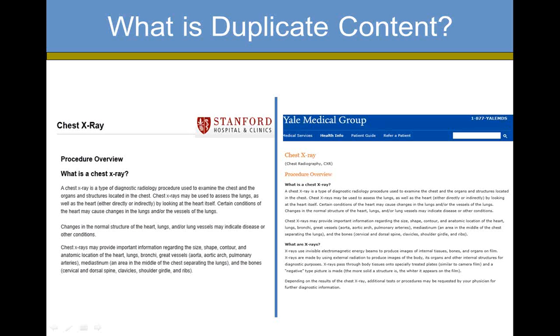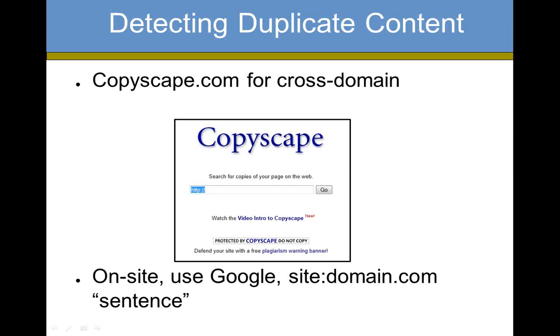It's not good for the user experience. Now this is less likely to be truly penalized, but it's still possible and it still contributes to a poor user experience. So both types of duplicate content you want to avoid. So now that you know what duplicate content is, how do you figure out if you have duplicate content?